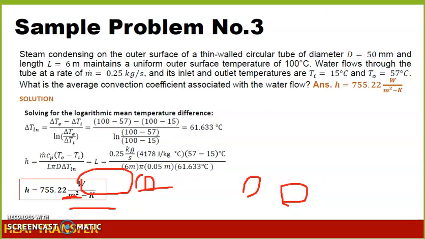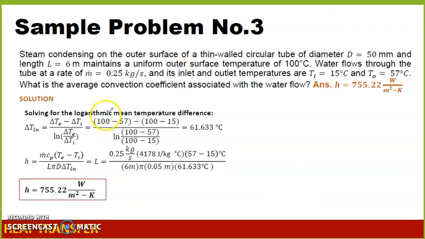Solving for the LMTD, substituting the values, we have Ts minus T exit minus Ts minus T inlet, divided by ln of this delta T divided by this delta T. Our LMTD is 61.633 degrees Celsius. The LMTD should be between the surface temperature and any of the temperatures of the inlet or outlet. It should not exceed, of course. So the average temperature in the tube is 61.633 degrees Celsius.